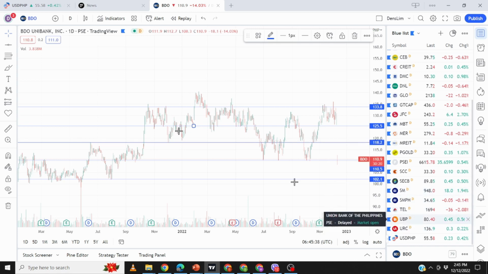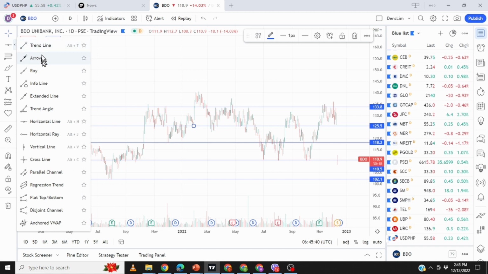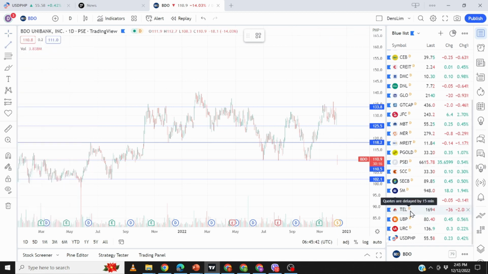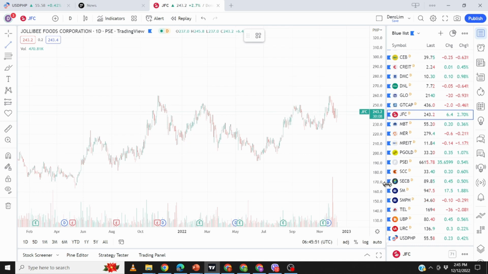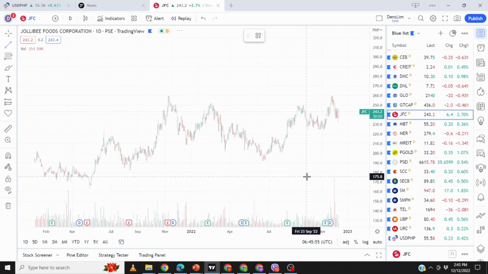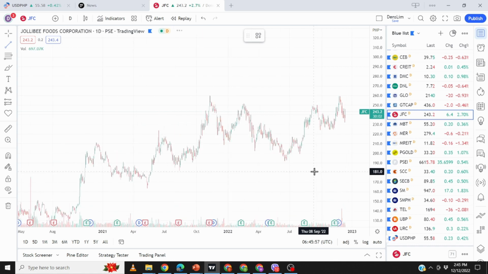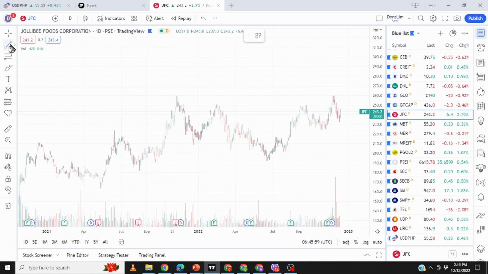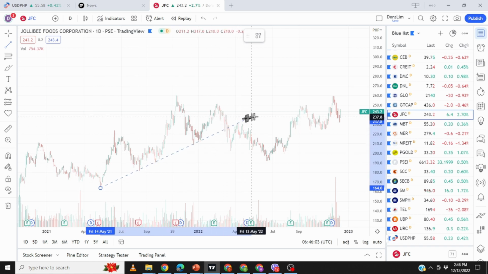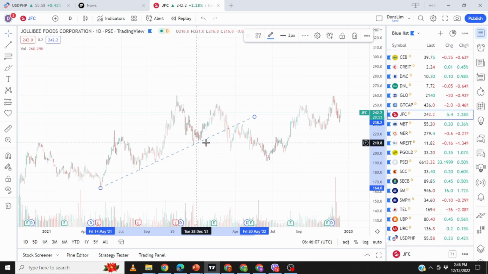So what about trend lines? We use trend lines to identify certain movements. Sometimes the stock doesn't move in a price range. Sometimes it moves in a direction, either going up or going down, right? So for example, here for Jollibee, the price was clearly moving up in a certain direction. You can see it touching this, touch here.